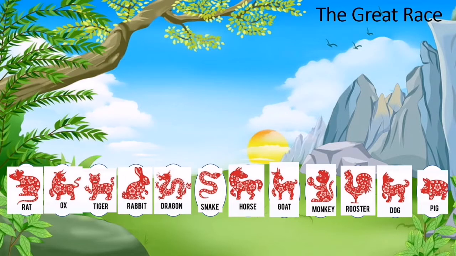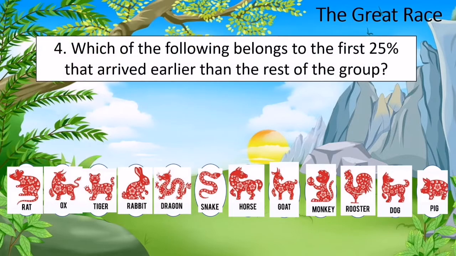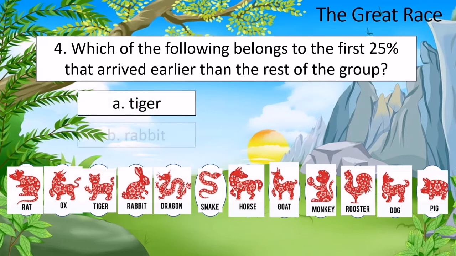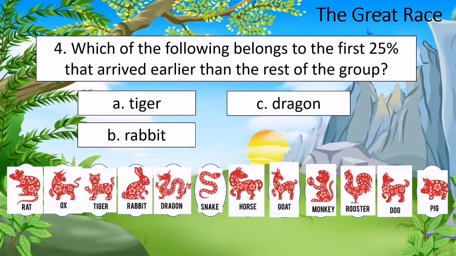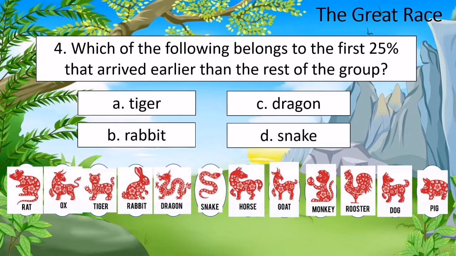Now let's try this fourth item. Which of the following belongs to the first 25% that arrived earlier than the rest of the group? A. The tiger, B. The rabbit, C. The dragon, or D. The snake? What do you think is the answer? You're right! The answer is letter A, the tiger. Tiger belongs to the first 25% that arrived earlier than the rest of the group.